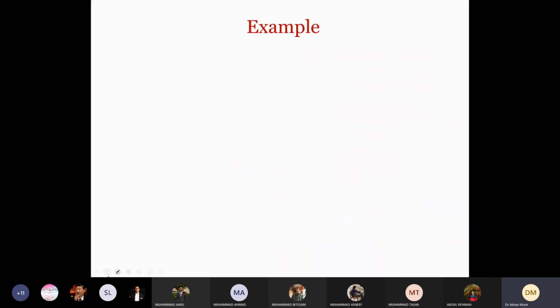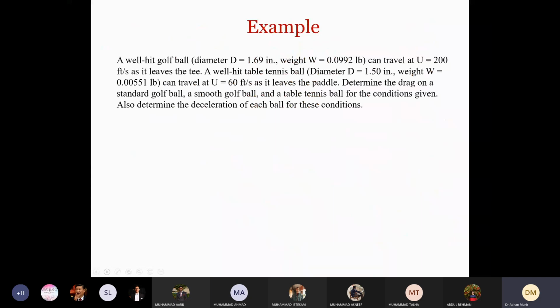Now we'll go through two examples on lift force. A well hit golf ball which has a diameter of 1.69 inches and weight equal to 0.0992 lb can travel at u equals 200 feet per second as it leaves the tee.